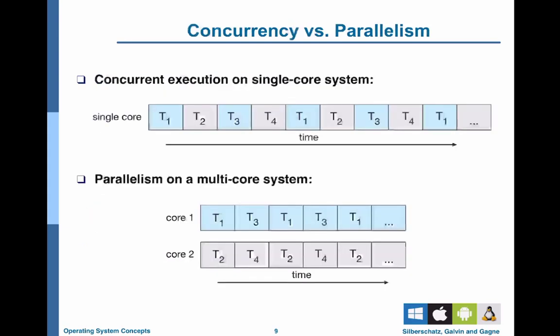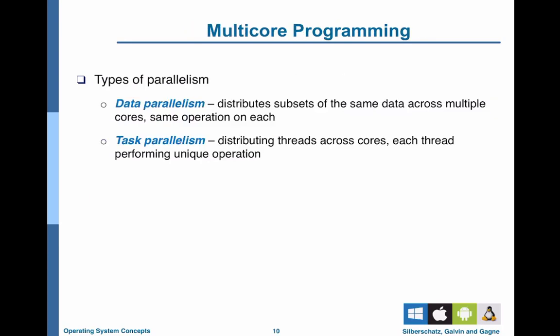Let's have a closer look at concurrency and parallelism. In a single-core system, the tasks T1, T2, T3, T4 progress over time, but each task executes on the CPU core at a different instant. Regarding a multi-core system, T1 and T2, or T3 and T4, execute in parallel on core 1 and core 2. More detail on multi-core programming is presented in the slides and textbook.